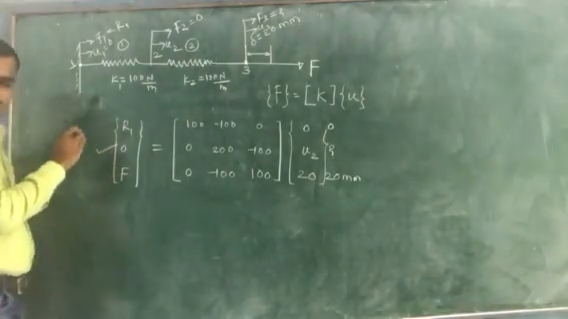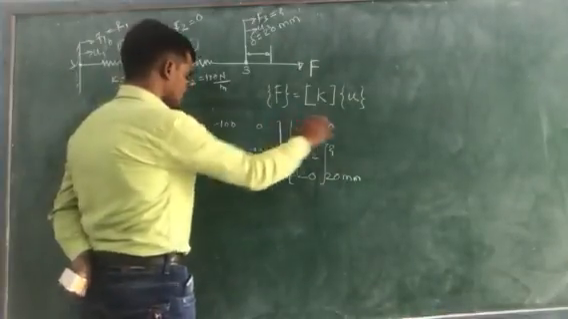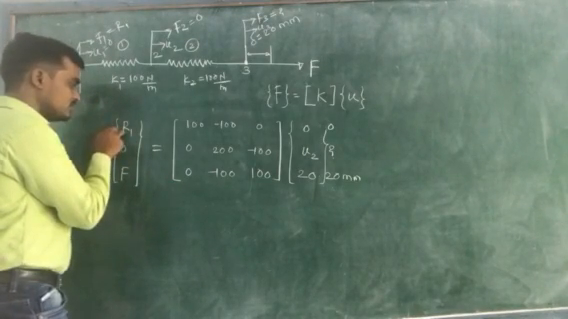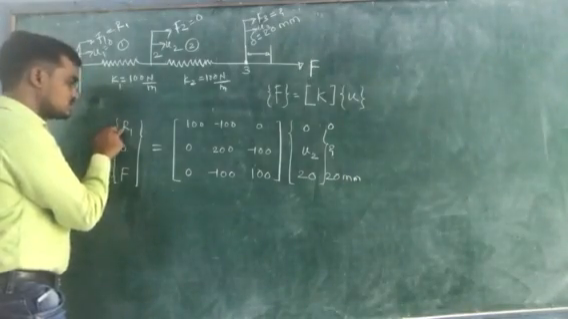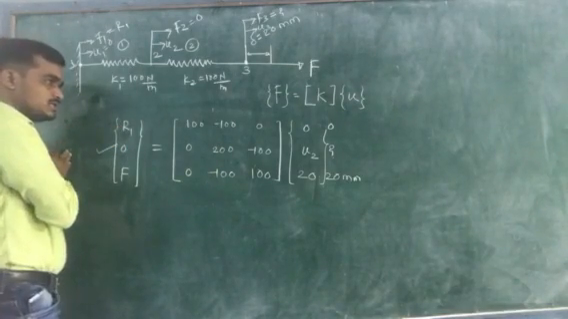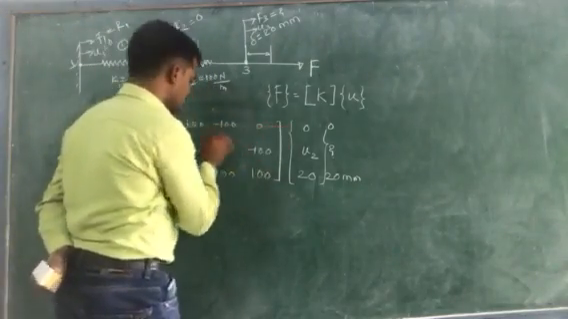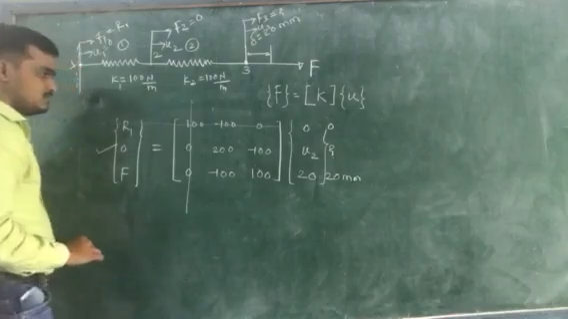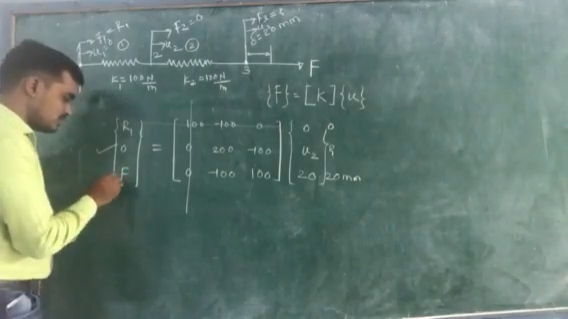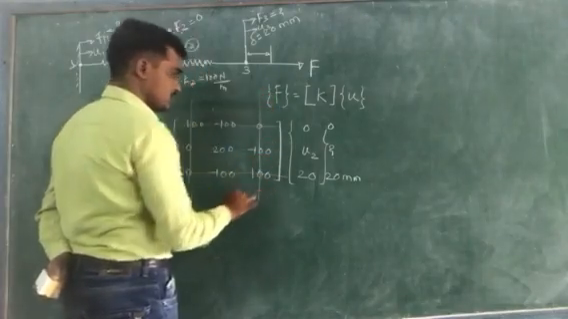So we will eliminate the first row and first column, because at the LHS the value of the first equation is unknown. According to our rule, if the value is unknown on the LHS, then we need to eliminate this row, the first row and first column. Similarly, F is also unknown, so eliminate the third row and third column.